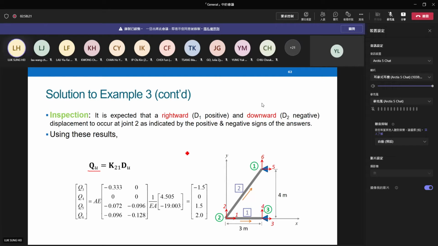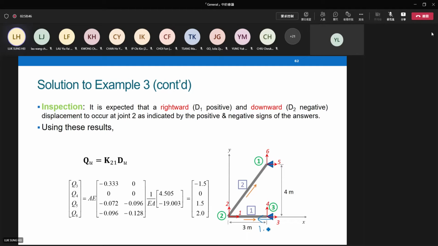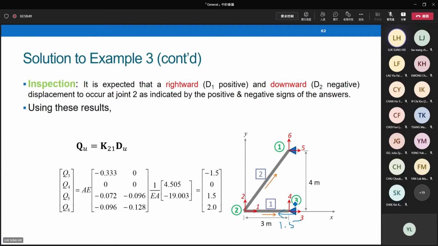By doing this matrix multiplication, K1 times our displacement gives us the reactions. Q3 is negative 1.5. Negative 1.5 means it's pointing opposite. I change the color a little bit. Q3, 1.5. Negative means opposite to the direction of 3. That means it's pointing to the left hand side.